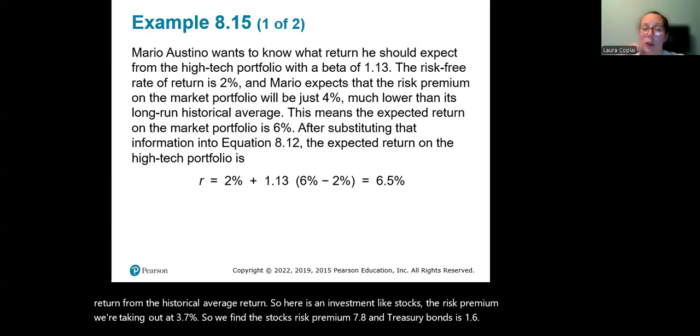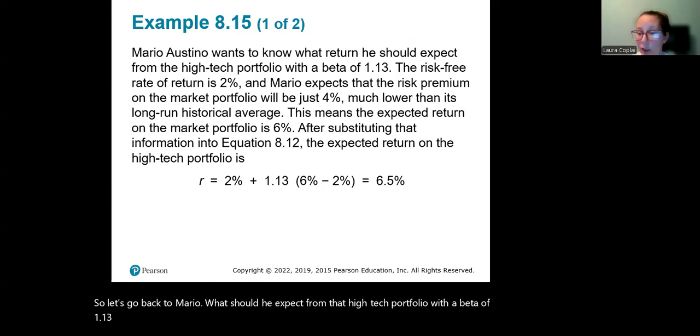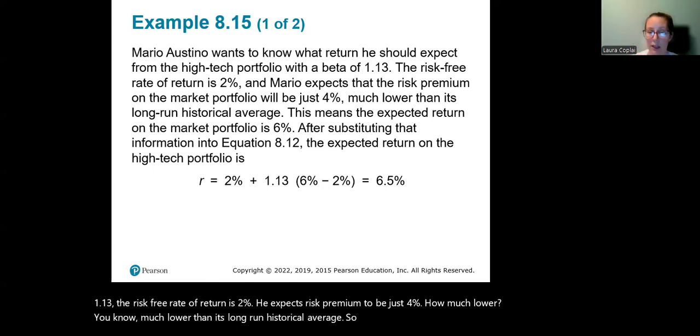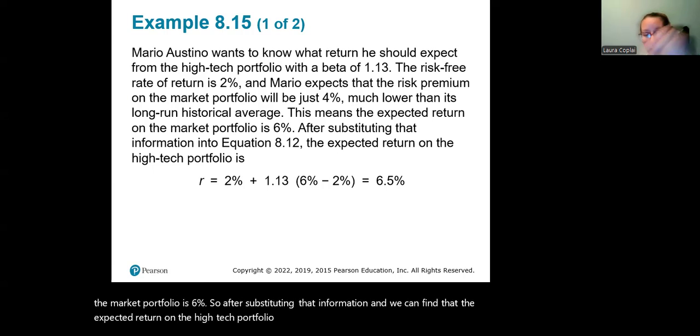So let's go back to Mario. What should he expect from that high-tech portfolio with a beta of 1.13? The risk-free rate of return is 2%. He expects the risk premium to be just 4%. How much lower? Much lower than its long-run historical average. So that means the expected return on the market portfolio is 6%. So after substituting that information in, we can find that the expected return on the high-tech portfolio is 6.5%.